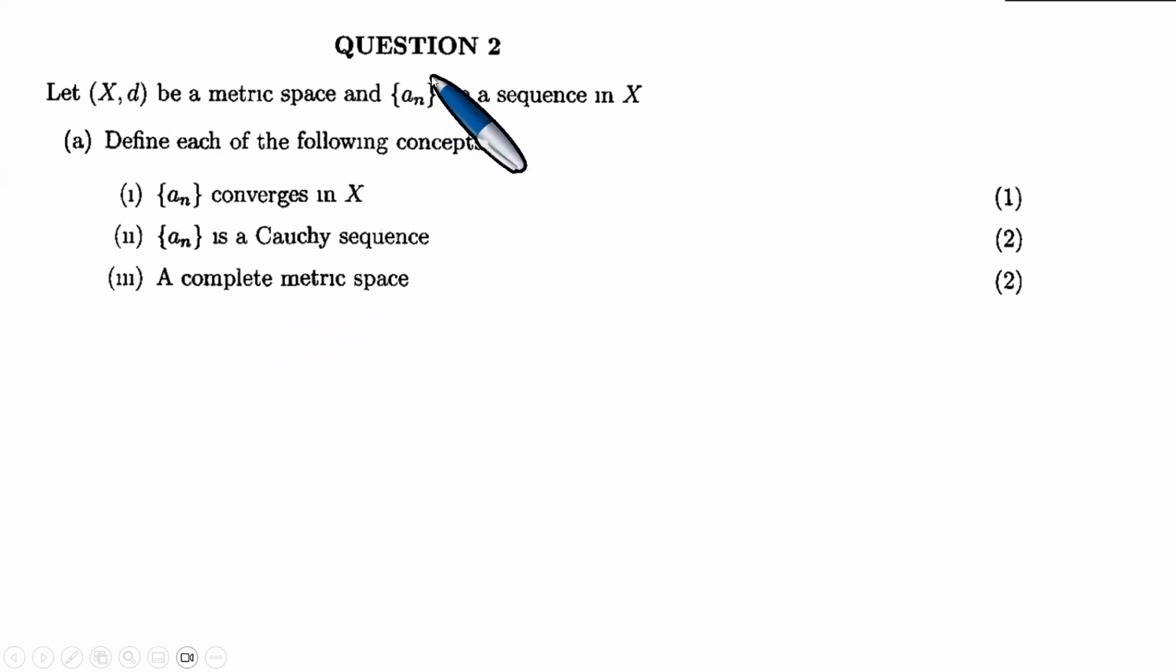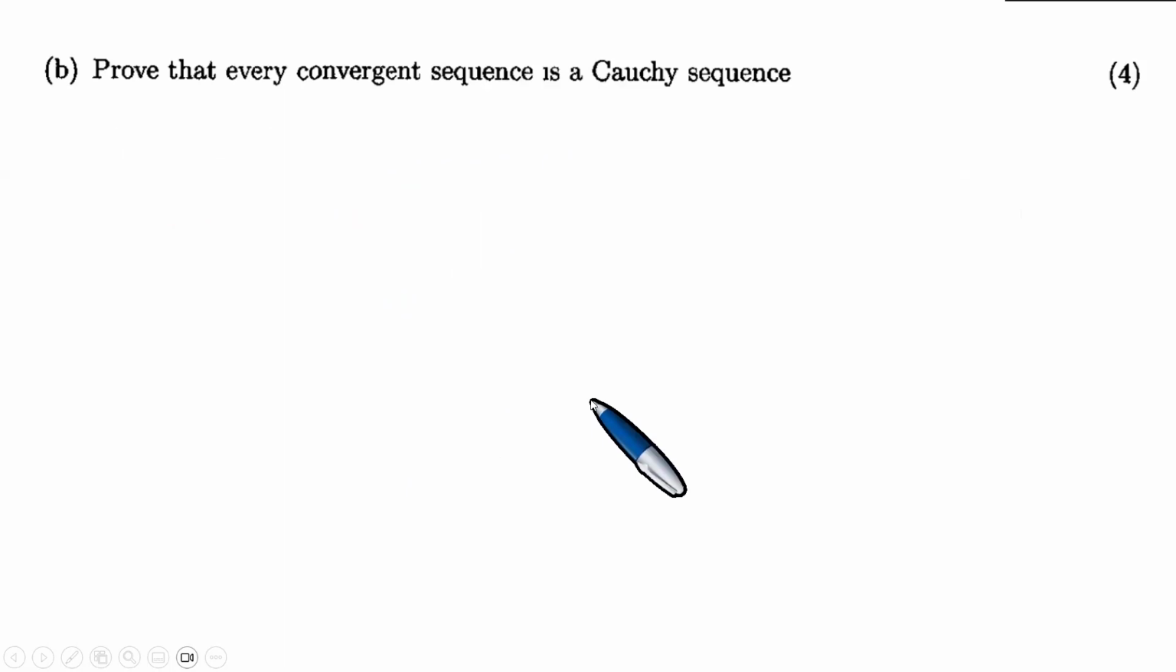As we discuss the material for the course, we must be mindful of the fact that, in the end, we must be able to write down the definition of a convergent sequence. Define each of the following: a_n is convergent, so if it is a sequence in X, it's convergent. Define that. And also, a_n is a Cauchy sequence. Define. Complete metric space, define. Prove that every convergent sequence is a Cauchy sequence.